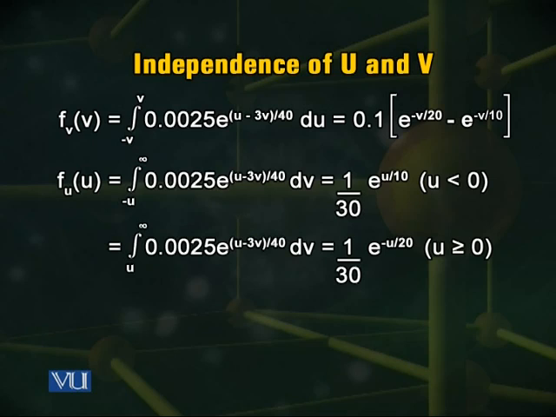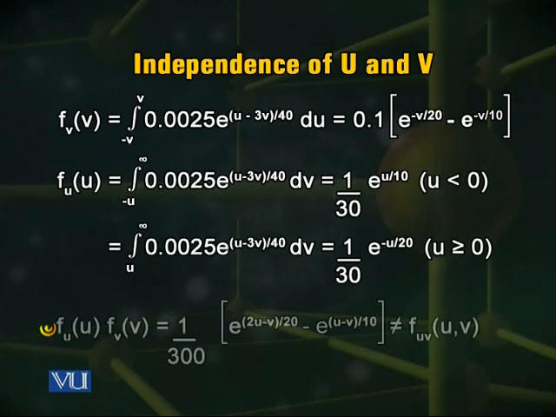And there are two expressions, one for negative values of u, one for positive values of u. These expressions are shown on your screen, and they come out to be 1 over 30 e raised to power u over 10, that is for negative values of u, and 1 over 30 e raised to power minus u over 20, that is for positive values of u. You take any one side, either positive value of u or negative value of u, multiply it with the expression for the marginal density of v, and you will quickly see that the result of multiplication is not equal to the joint density of u and v.